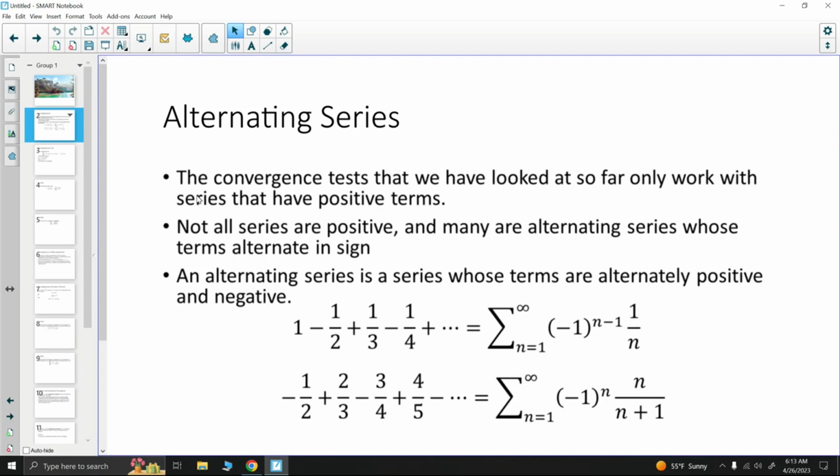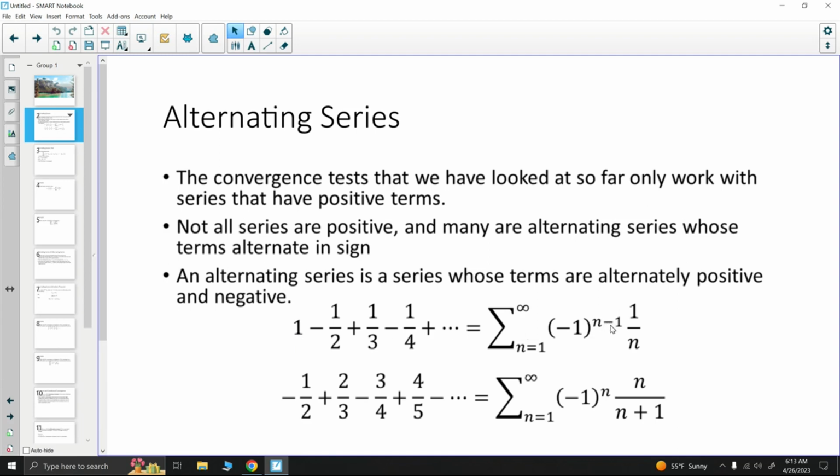Obviously not all series are positive, and many are what we call alternating series, whose terms alternate in sign. Basically, an alternating series is a series whose terms are alternately positive and negative. In this case, we have positive, negative, and so on. Here we have negative, positive, negative, positive. These are both alternating series, and the way you recognize them is with this -1, taken to the n plus 1, n minus 1, or something like that, to ensure that our first term is positive.